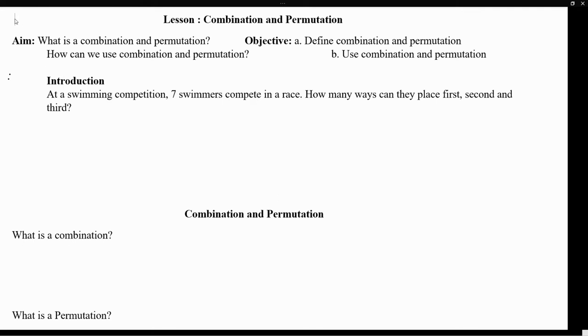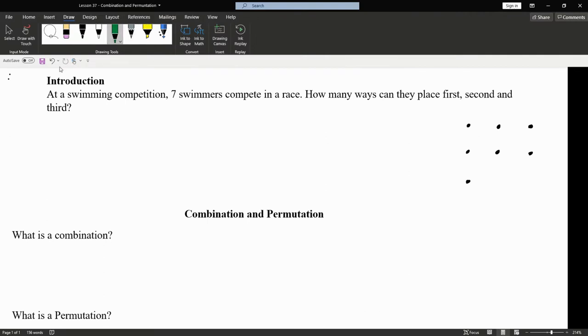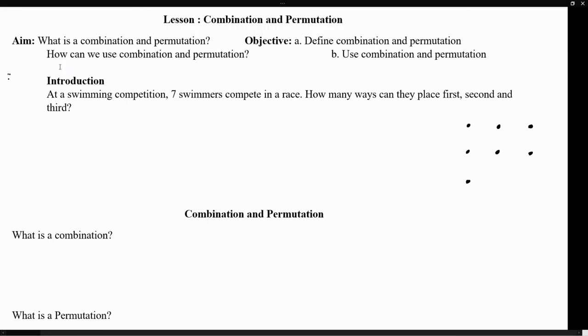So what exactly do we mean in this example? Well, let's draw our 7 swimmers. Let's assume that each of these dots represents one swimmer, so we have 7 in total. And we want to select them in such a way that we create groups of first, second, and third. So there's one possible selection: let's say that the first swimmer got first place, the second swimmer got second place, and the third swimmer got third place.